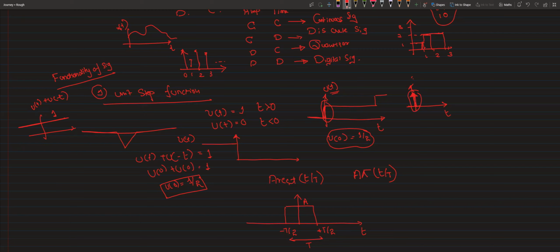So how can I represent this mathematically? A rectangle of t by T equals A for minus T by 2 less than t less than T by 2, where t lies between those limits, and equals 0 otherwise. So this is the rectangle function.